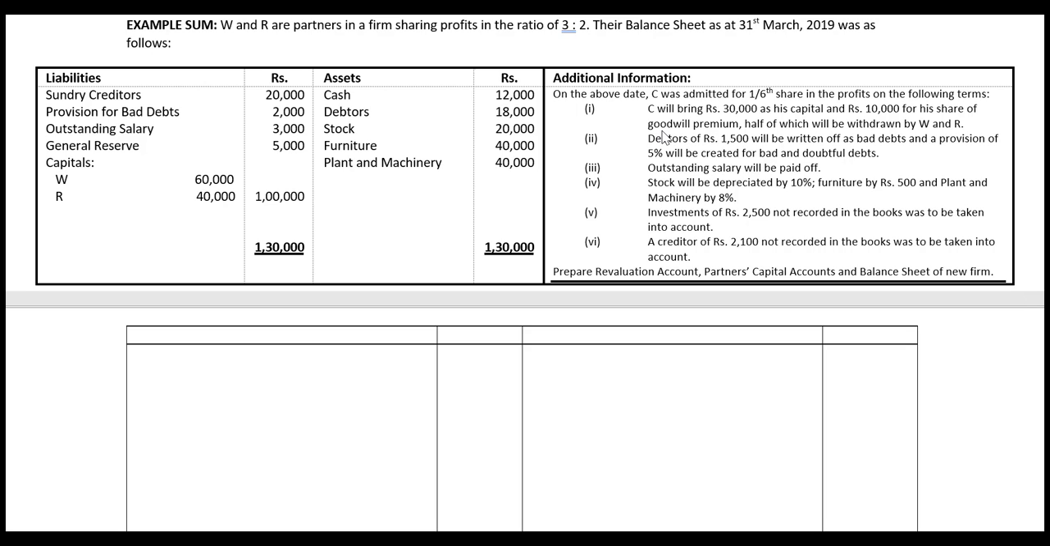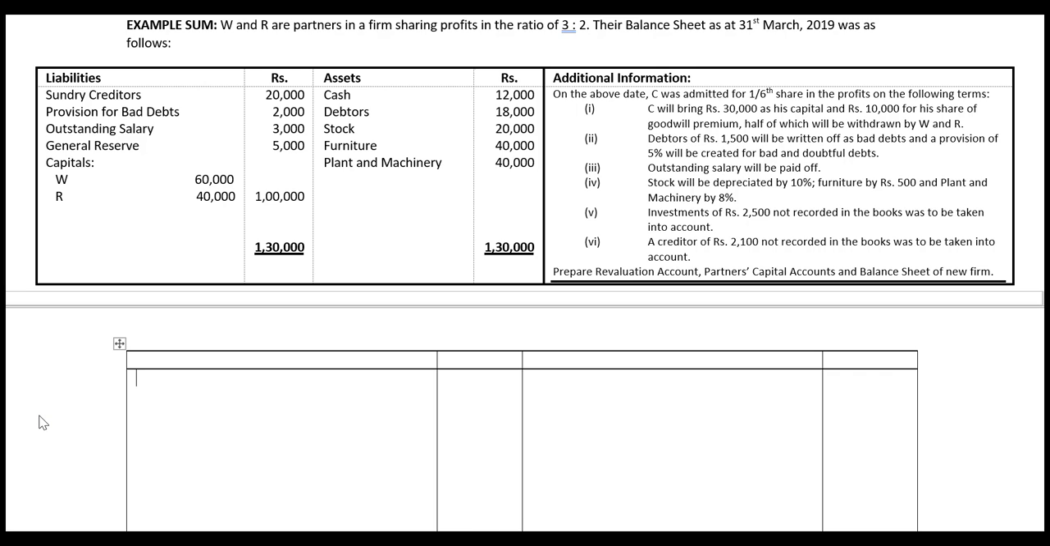So here if we see the first point, the premium for goodwill which is brought in by the incoming partner C is rupees 10,000, half of which was withdrawn by W and R. So the sacrificing partners W and R withdraw half of the premium for goodwill. So part premium for goodwill withdrawn. Let's go ahead with the solution. We'll begin by preparing the revaluation account, followed by the partner's capital accounts and then the balance sheet. Solution.